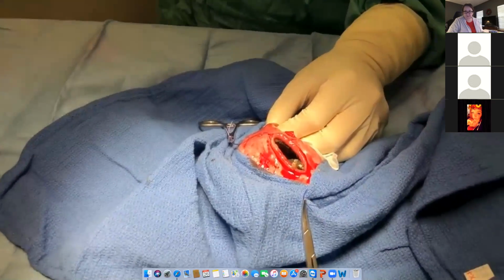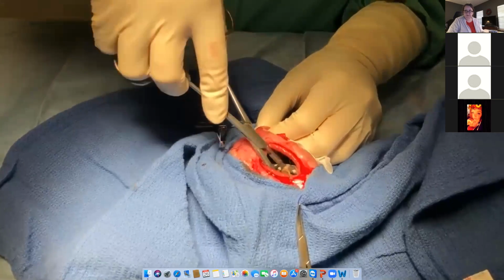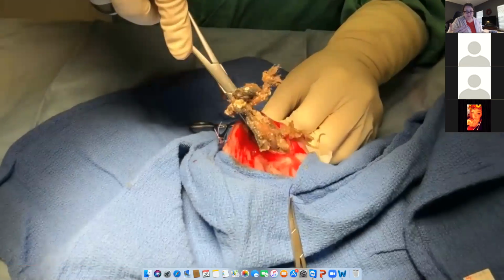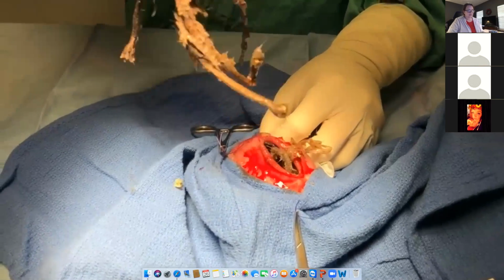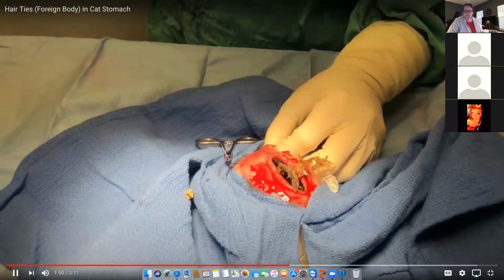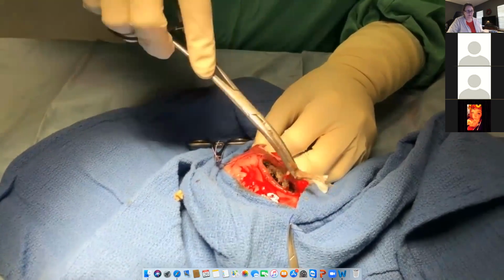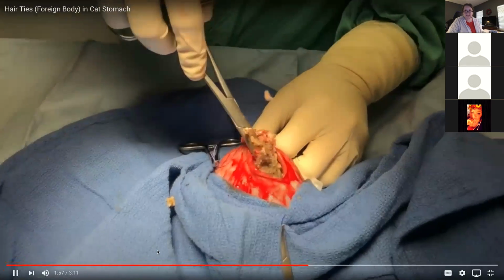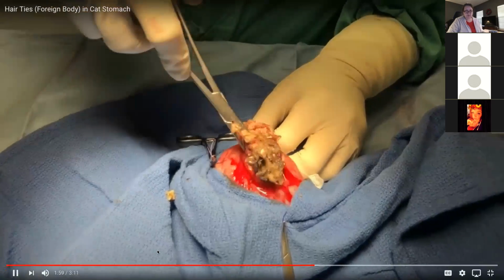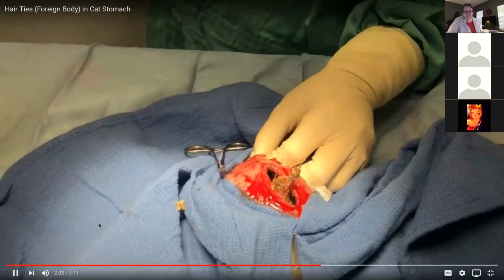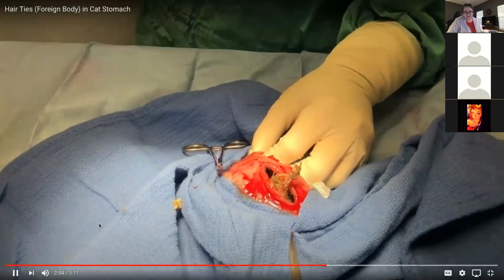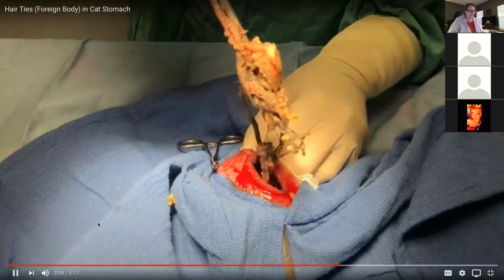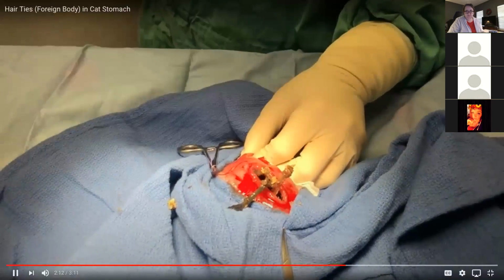I love abdominal exploratories. It's like opening a Christmas present. We're like, what are we going to get? Sometimes the owner knows what they ate. Sometimes they're like, we have no idea what they ate. But you're always like, okay, this is quite a bit for a cat. Sometimes we've pulled out a couple. Did you see they can eat these for months? So again, a cat did not sit here and eat all these hair ties in a day. This cat was probably getting one here, getting one there, chewing them.